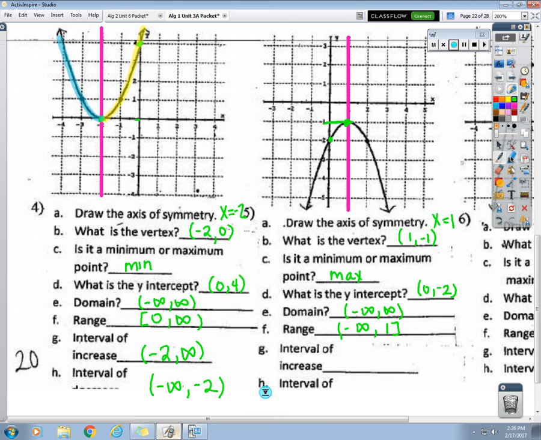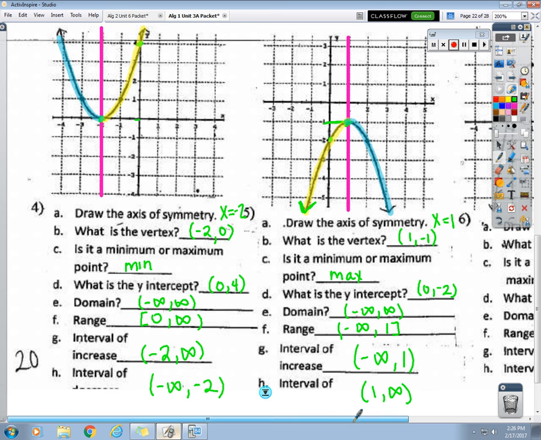Interval of increase. It is increasing on this side. It started increasing at negative infinity because forever left to go. And then it quit increasing here, which has an x value of 1. For decreasing, it starts decreasing at 1 and decreases forever. So the interval of decrease is 1 to infinity.